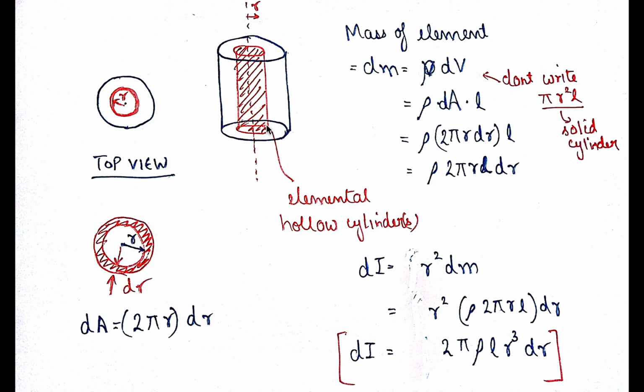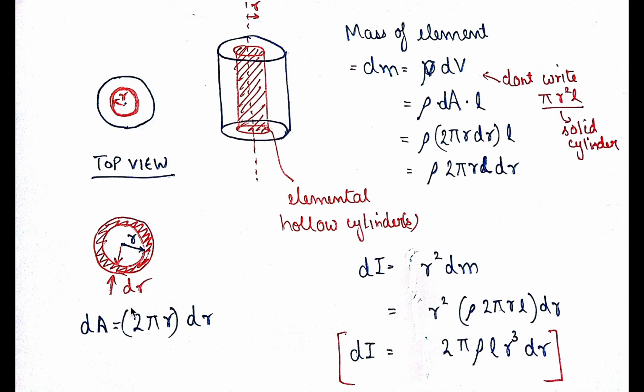Because our cylinder under consideration, this elemental cylinder, is hollow, we will not use that formula. Instead we will use dA into L. What is this dA? dA is this area, the shaded portion you can see, and L is the length of the cylinder. You can visualize this by keeping this here and stretching it to a length L, which gives you a horizontal hollow cylinder.